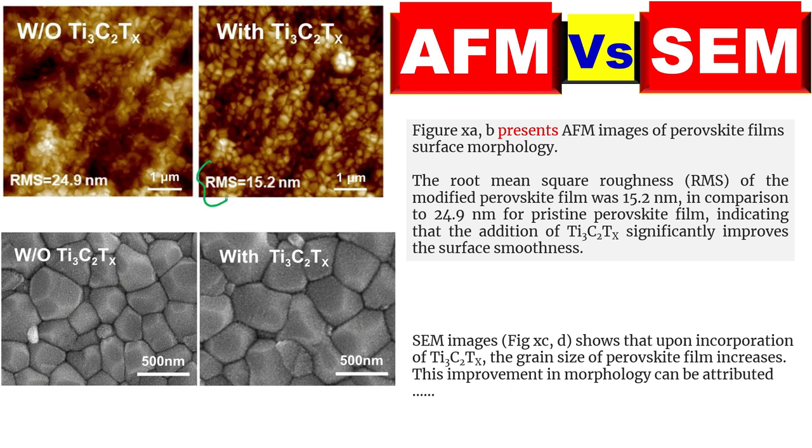Root mean square value, or roughness, is the key parameter to describe atomic force microscopy images, while grain size is the key parameter to describe scanning electron microscopy. Both techniques are fundamentally used for surface analysis. Here we have two samples.